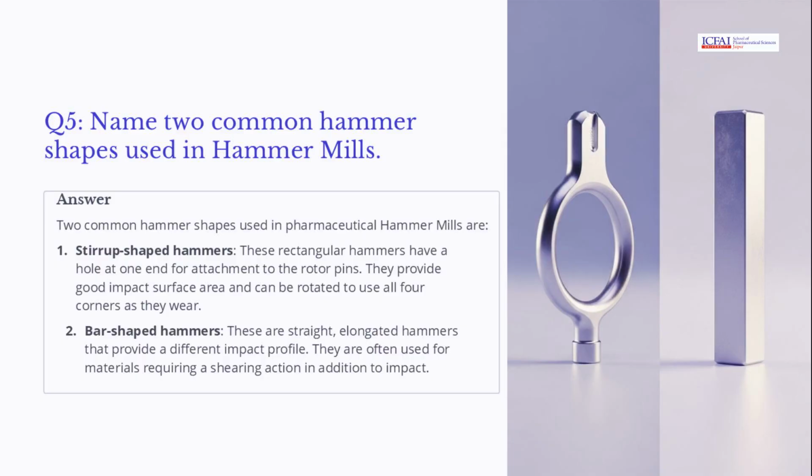Two common hammer shapes used in pharmaceutical hammer mills are stirrup-shaped and bar-shaped hammers. Stirrup-shaped hammers offer good impact surface area, while bar-shaped hammers are used for materials requiring a shearing action.